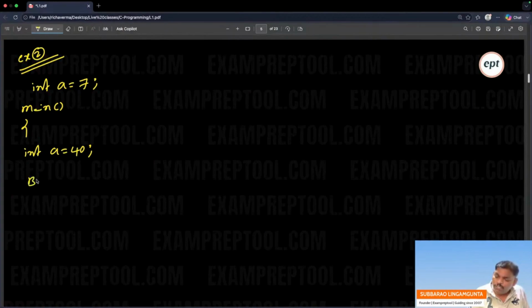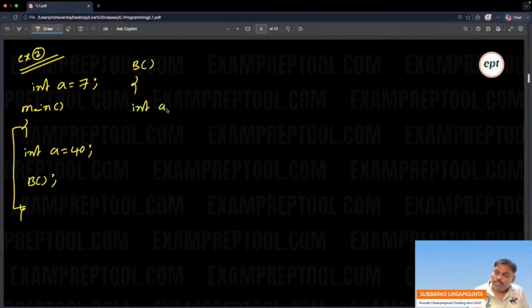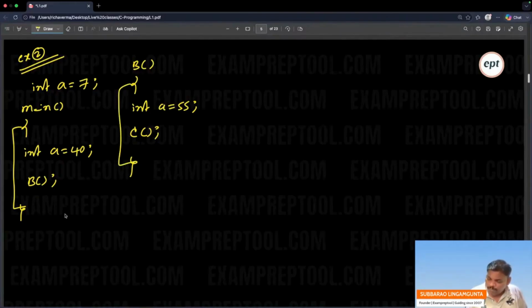Afterwards, B function is called. You will get more clarity in the second problem. Go to the B function. In the B function, int A is equal to 55. C function called, go there. In the C function, careful everyone, I am writing the C function here: int A. Don't worry, I wrote int A. D function called, go to the D.